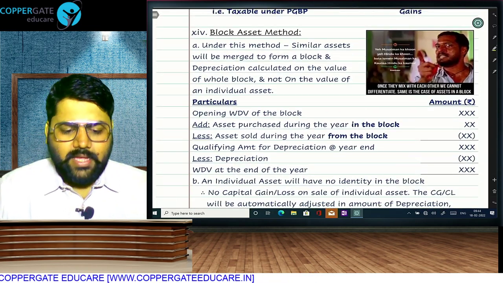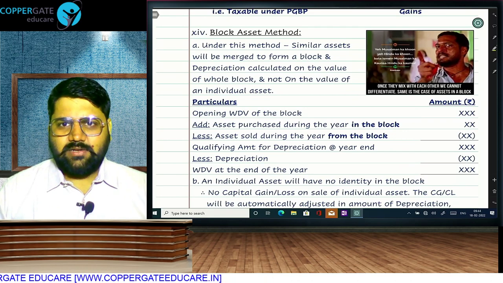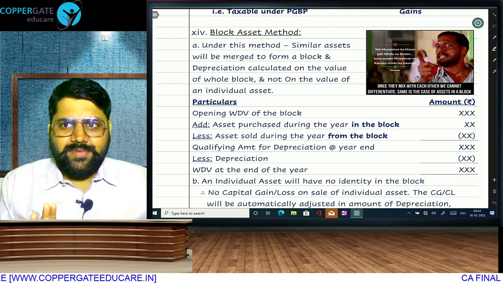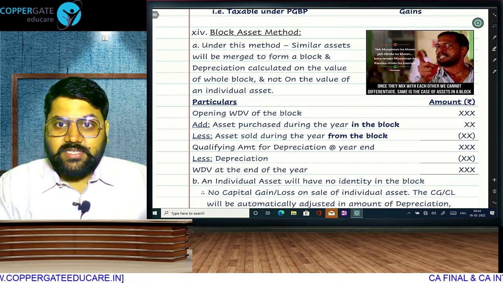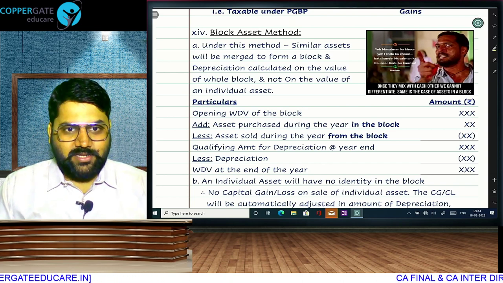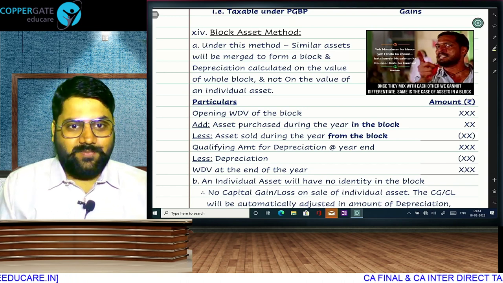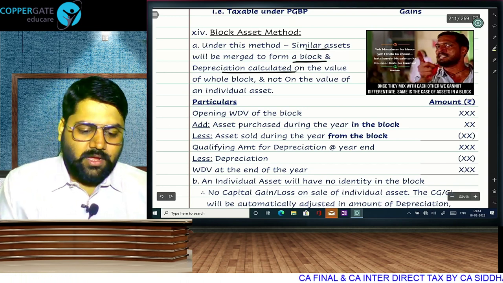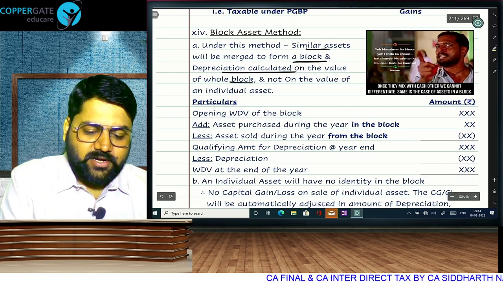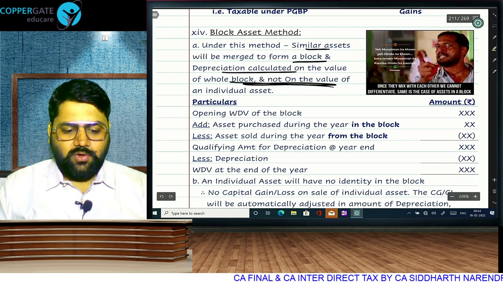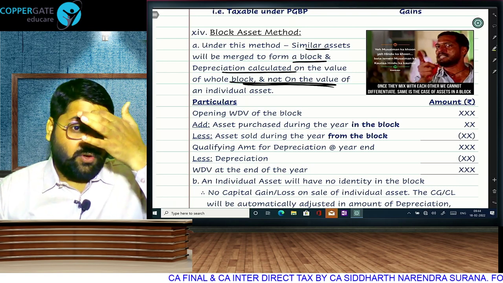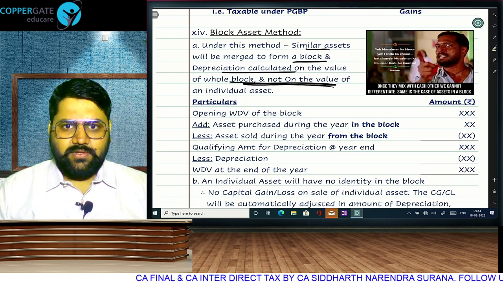Now, block asset method. This is compulsory for everyone, all business or profession. This is compulsory for intangible assets and power generation, and for tangible also they can come. Your option once taken cannot be changed. All similar assets shall be merged to form a block, and depreciation shall be calculated on the block, not on the value of an individual asset.